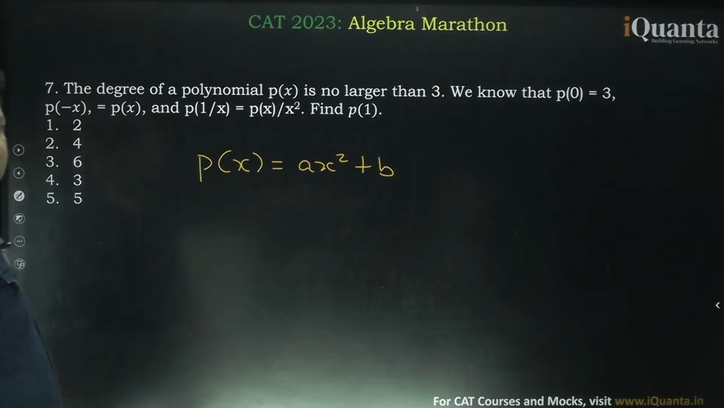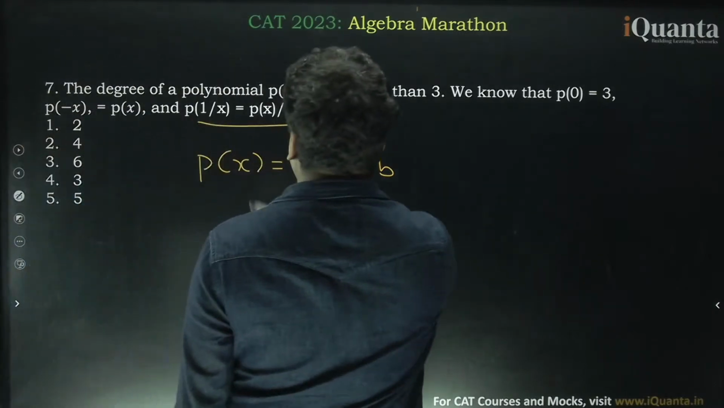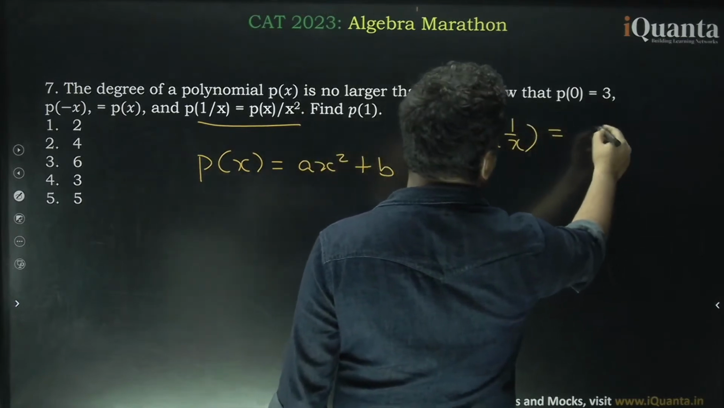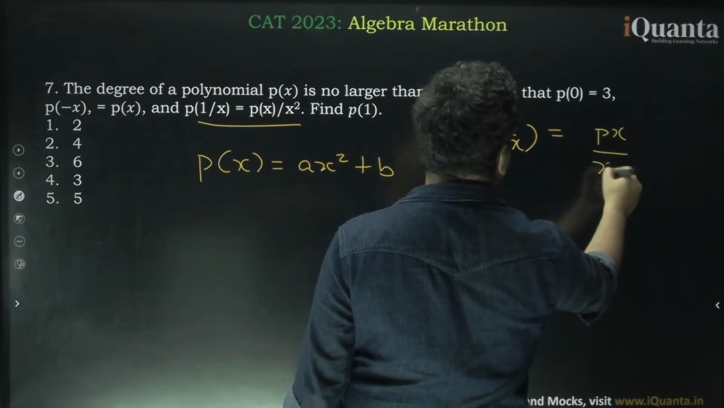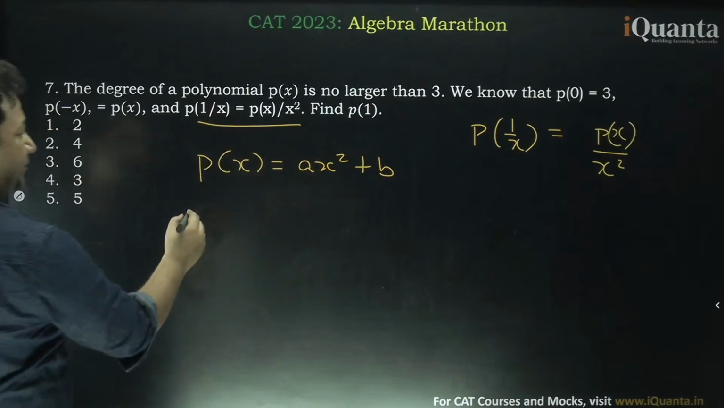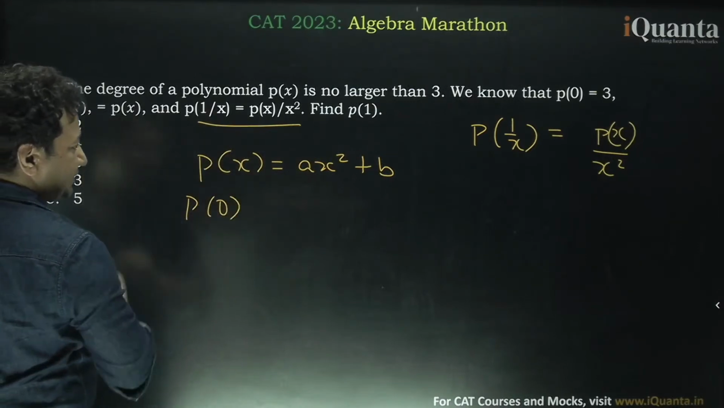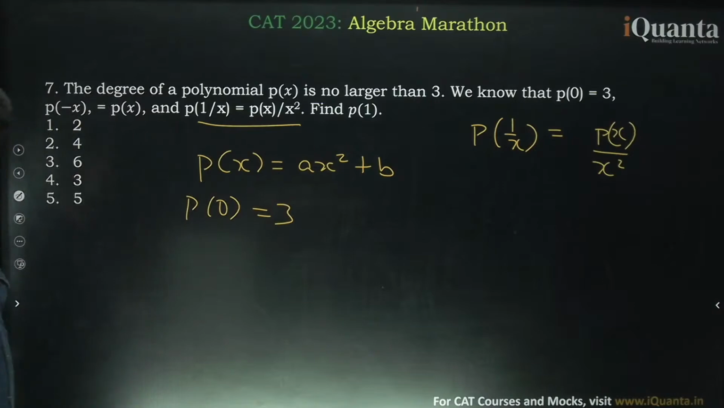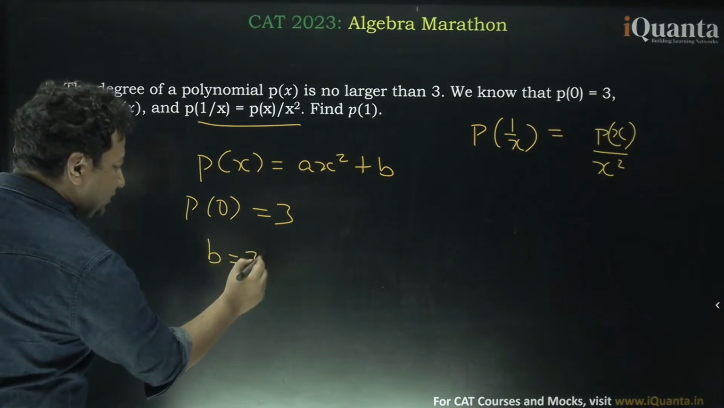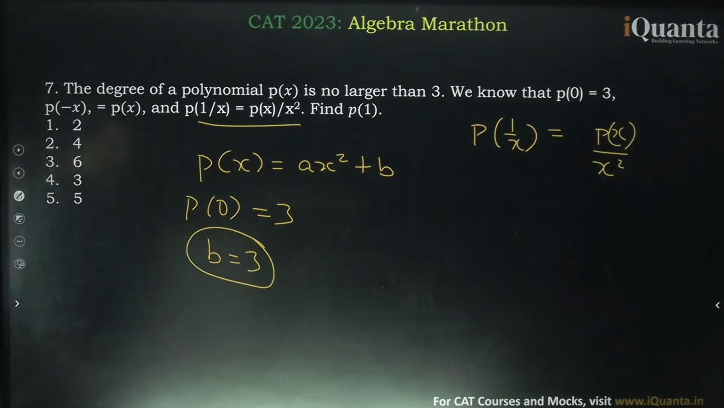All right. There's one more thing. This is also given. That p of 1 by x is equal to px upon x square. That is known to us. Perfect. Now I put p0. P0 is equal to 3, that is given in the question. Let's put 0 over here. That means the value of B is equal to 3. Wow. We got the value of B. As soon as we get the value of A, our life will be sorted. Isn't it?